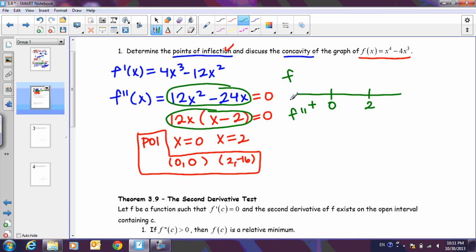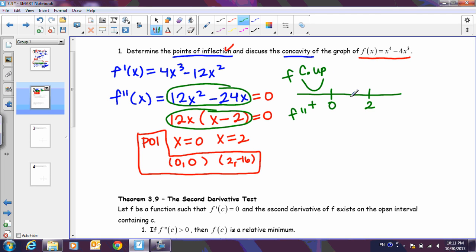Before, when we were talking about f prime being positive, that told us that f was increasing. When we have f double prime, it's going to tell me about concavity. All right, so plus means concave up, and I'm going to go ahead and draw a little picture. Now, it may not look exactly like this parabola, but it gives me a good idea of where I'm going.